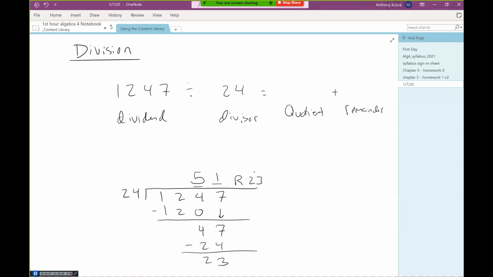Okay. So at the end of the day, we'd say our answer is 51 plus 23 24ths, right? So the remainder over the divisor is giving you the last little fraction at the end. Remember, a division problem is just going to turn your answer into a mixed number. Everybody's okay with that? Okay.